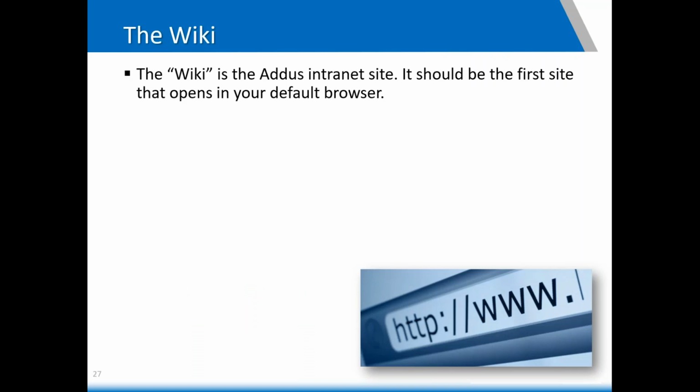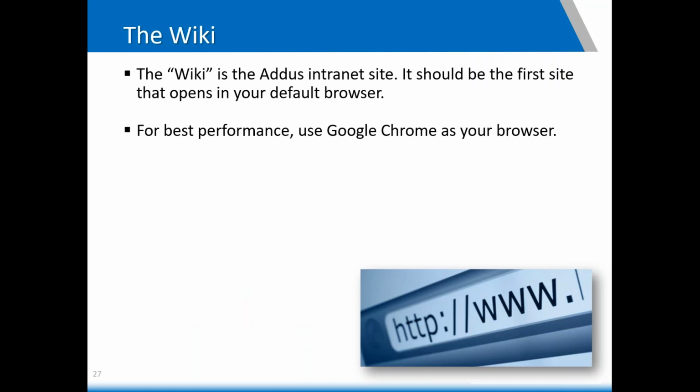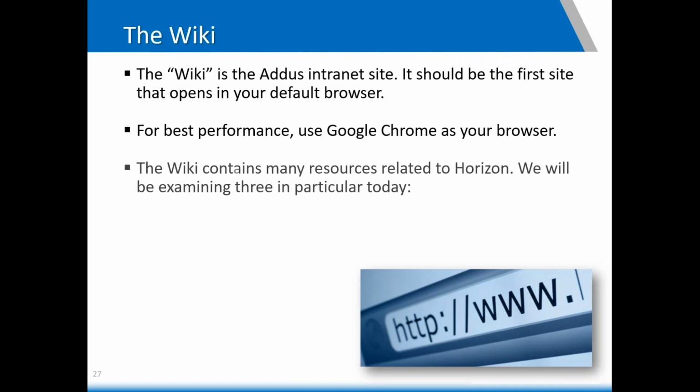The Wiki is the ADIS intranet site. It should be the first site that opens in your default browser. For best performance, use Google Chrome as your browser. The Wiki contains many resources related to Horizon. We will be examining 3 in particular today: the training resources, the payer list, and the Wiki report.